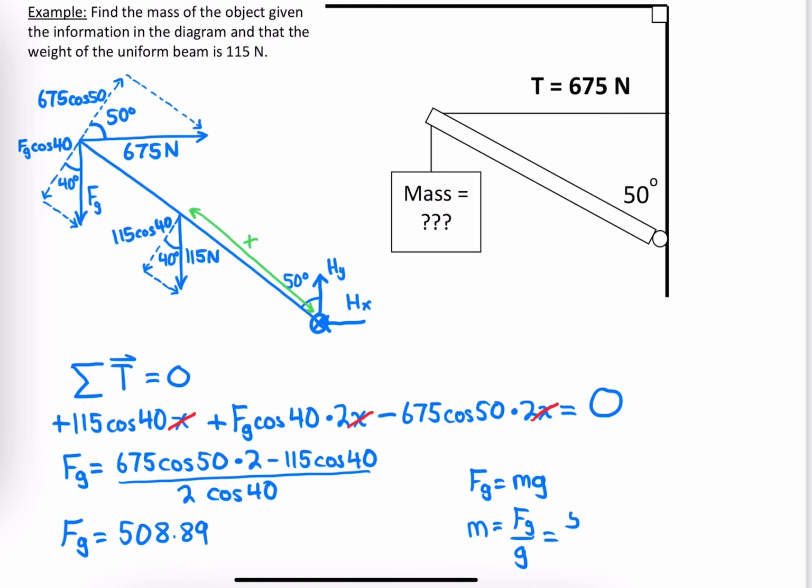So 508.89 divided by 9.8, giving me 51.9.